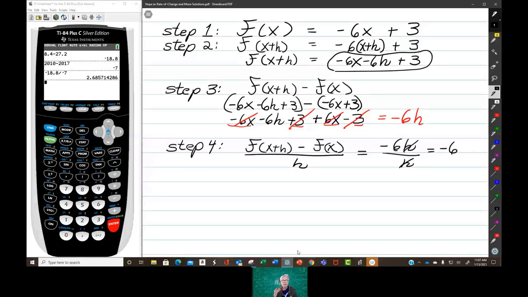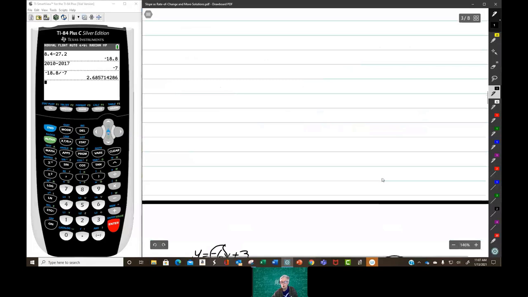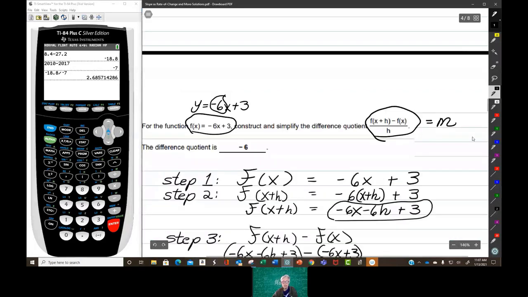So the important things you want to take away from it today are f of x plus h minus f of x over h is just another form of slope, and that you want to use a four-step process with it.